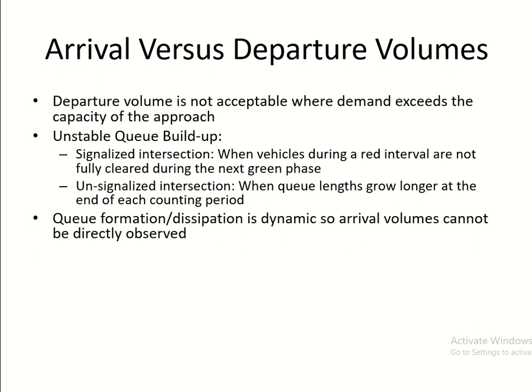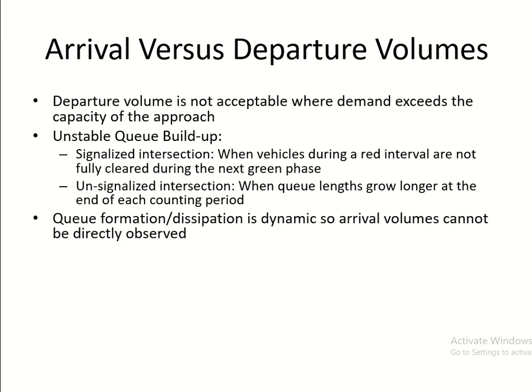Okay, so if you want to get that actual demand when flow is more than the capacity, then you should be observing or estimating the arrival volume. How many vehicles are actually arriving at the intersection, not how many are going. How many are going will be just the capacity then. Okay, so how many are arriving.